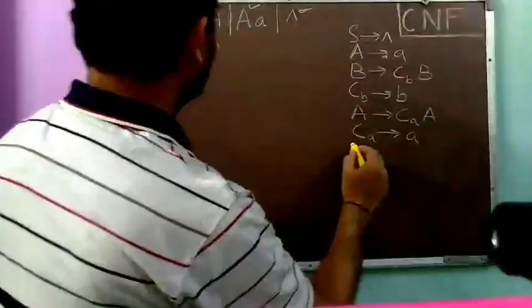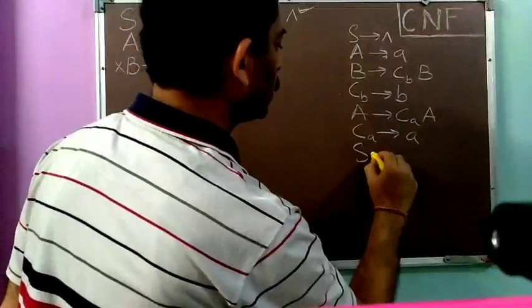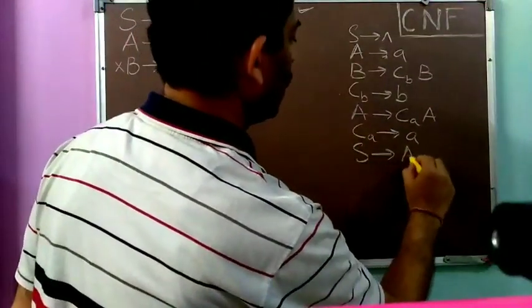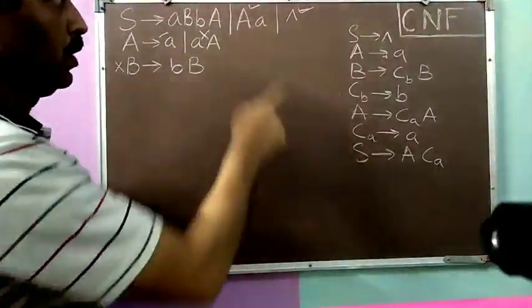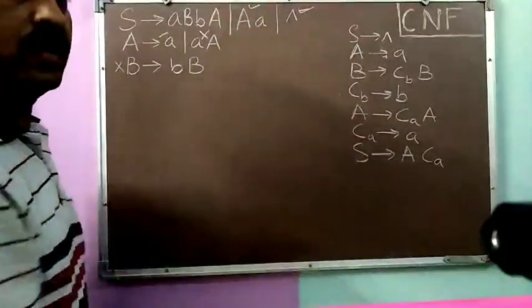Okay. So S2, A, CA I will be using. And CA is deriving small a. So I will be able to achieve this capital A, small a from the S.